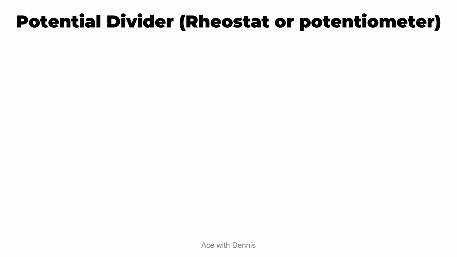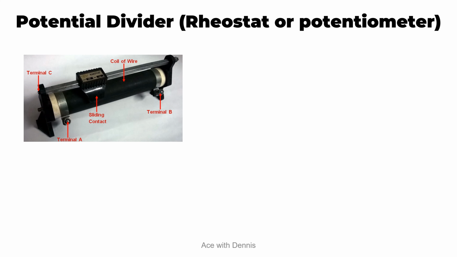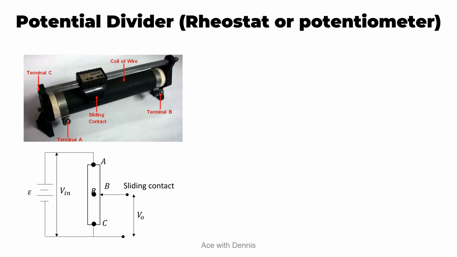Now, the first application for potential divider is the rheostat or potentiometer. So this is a rheostat which you can find in the physics lab. And this is the circuit of the rheostat, where we have the sliding contact to control the resistance, hence we can control the Vout, where the Vout formula is the length of BC over the length of AC times Vin. Because remember that the resistance is directly proportional to the length of the resistor.